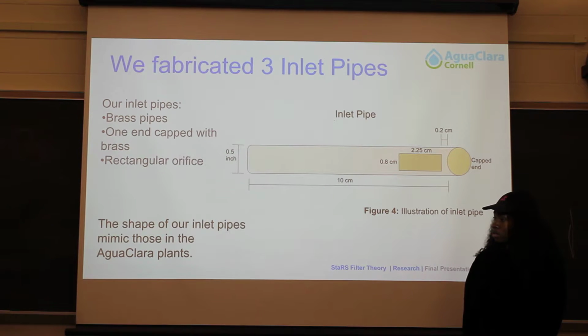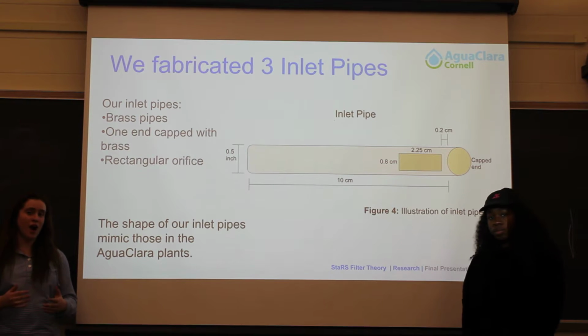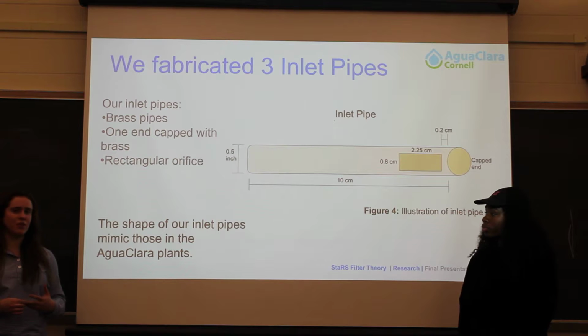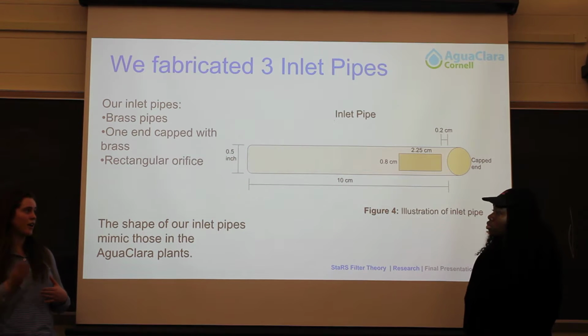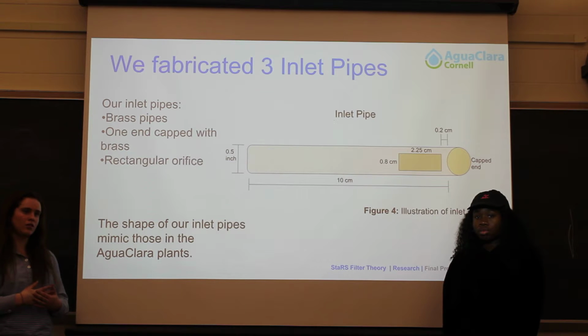So the next part we had to fabricate were our 3 inlet pipes. The 3 inlet pipes were made out of brass, whereas the prior apparatus had them made out of copper, and we don't actually believe that will have significant effects on the system. And then they also have a capped end so that the water has to come out into the filters through this orifice that we also had to make.